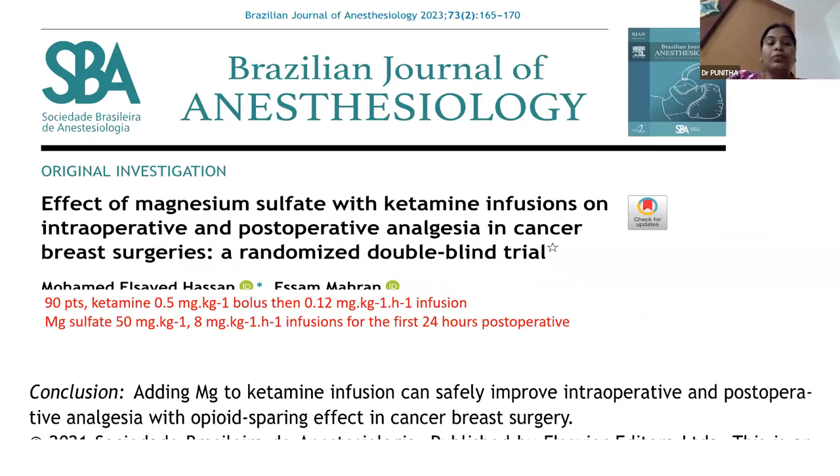So looking at the effects of magnesium sulfate, when combined with ketamine infusion, it was found to decrease the intraoperative and postoperative analgesic requirement, and they had decreased the opioid rescue dose also in these patients. It was also found to be safe. Next slide.